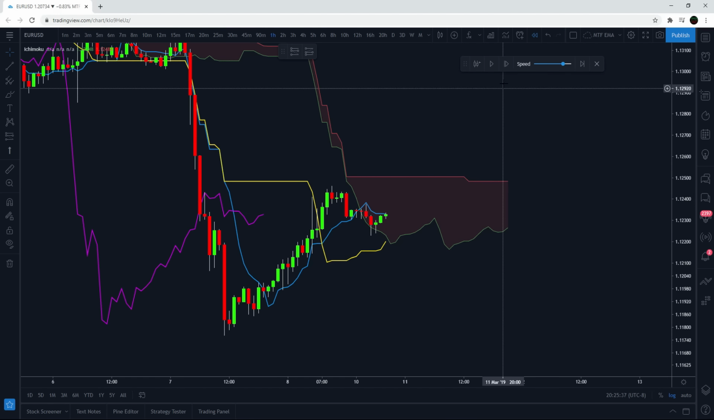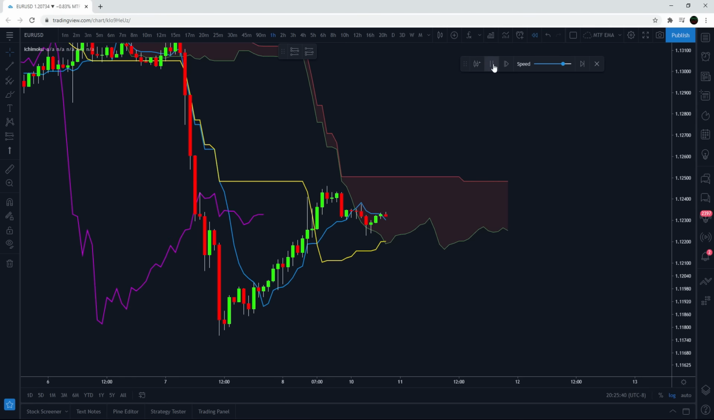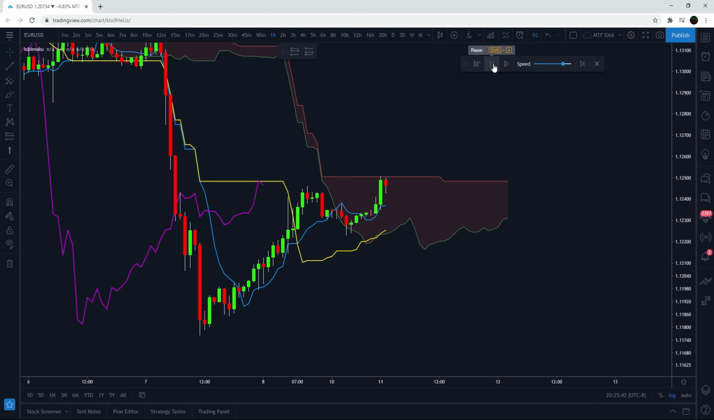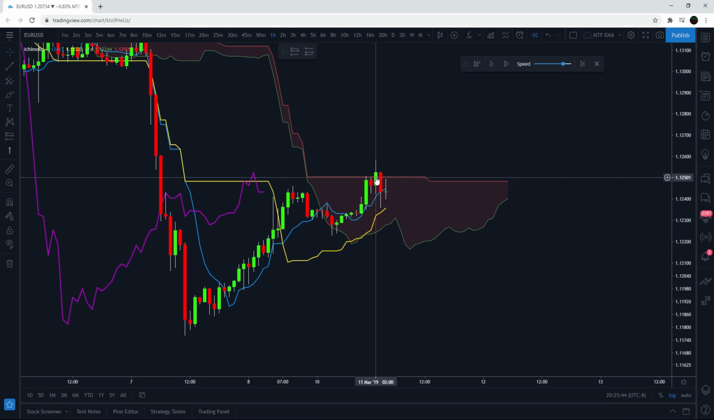All right, so here's another long example. Let's start the bar replay. So we're just waiting for a close above. So we got that close, but none of the criteria is really present other than the conversion line crossed above the baseline, but we don't have the green cloud. We don't have the lagging span above the cloud, so we're just waiting.